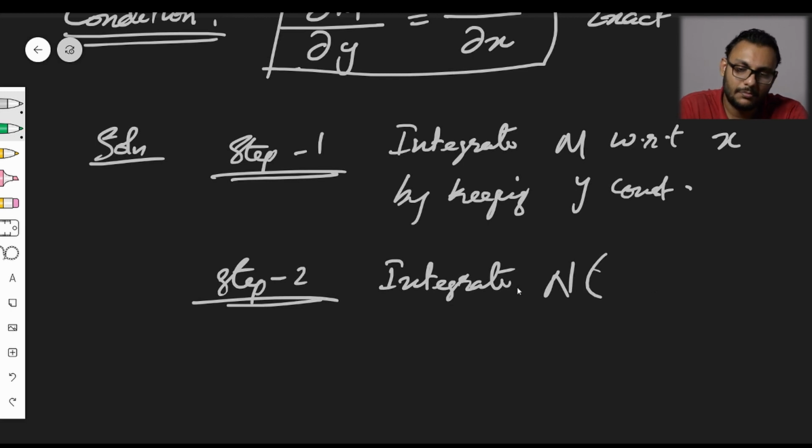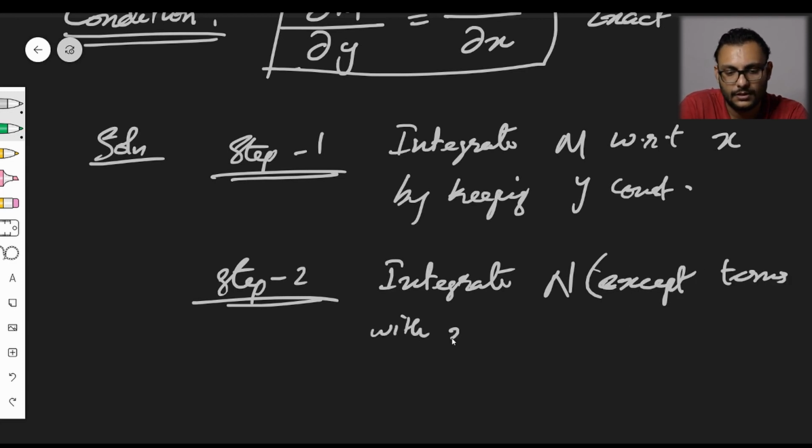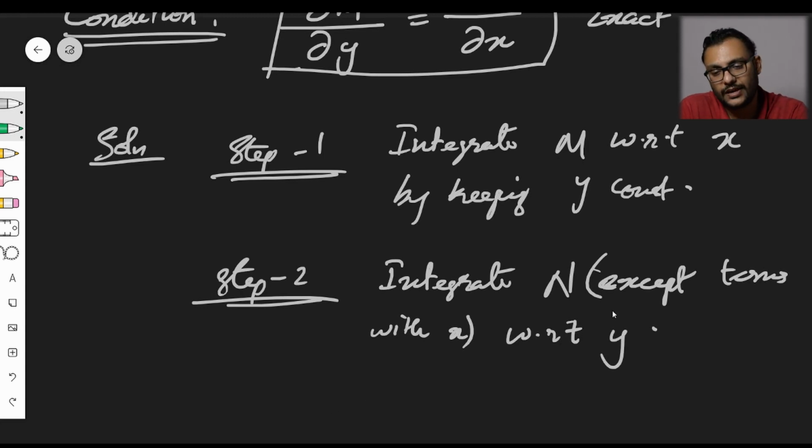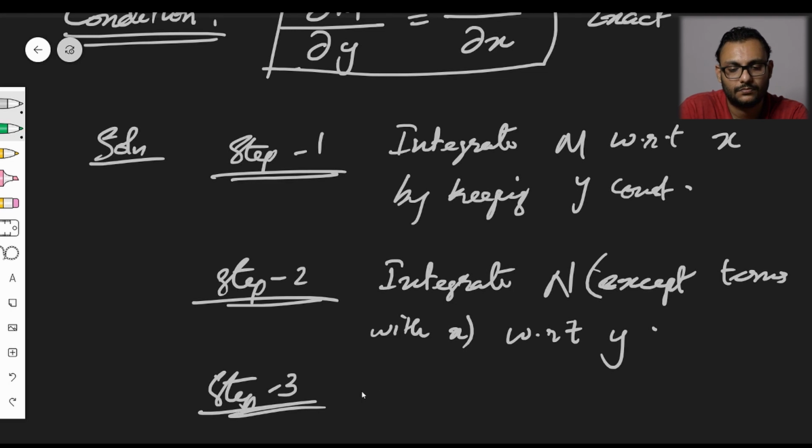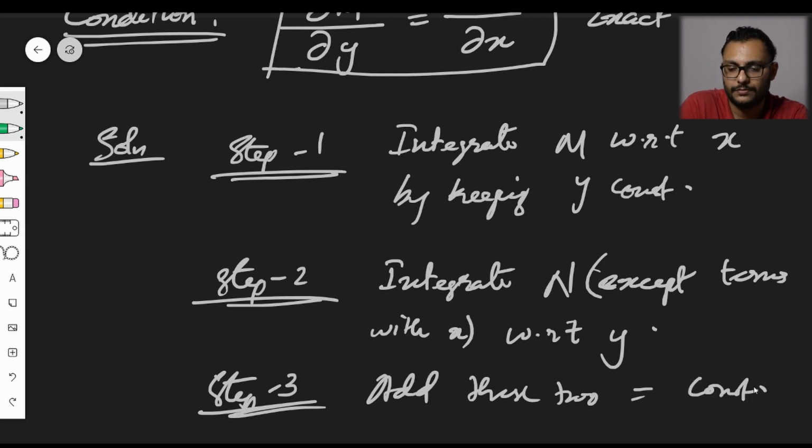In step number 2, we have to integrate N, but keep in mind that this N should not contain any term which has x, that is, except terms with x. Integrate N with respect to y. Clear? So you should exclude any term with x in N. Now combine these two. Step 3, add these two, and this will give a constant.